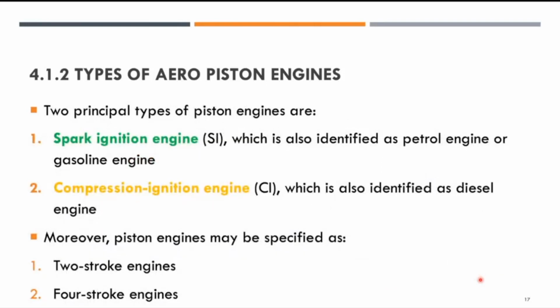Okay, two principles of piston engine. The first one is the spark ignition engine. We call it the SI engine, the piston spark ignition engine, which is also identified as a petrol engine or gasoline engine. And the second type of piston engine is the compression ignition engine, or we call it the CI engine, which is also identified as a diesel engine. The piston engine can also be specified in two categories. One is the two-stroke engine, and the other one is the four-stroke engine.